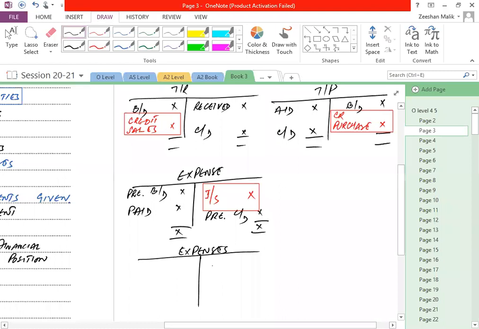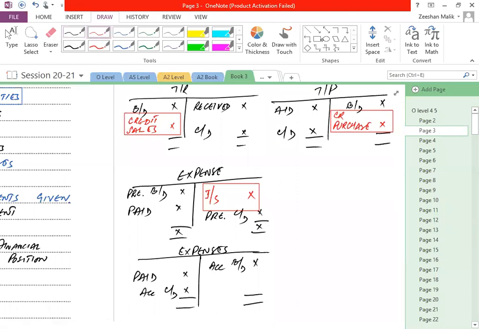Now further, an expense account for accruals. Accrual is a liability. Accruals brought down, accruals carried down, an amount paid. For expenses, we generally pay the amount. So here we got the amount of expenses which is transferred to income statement.